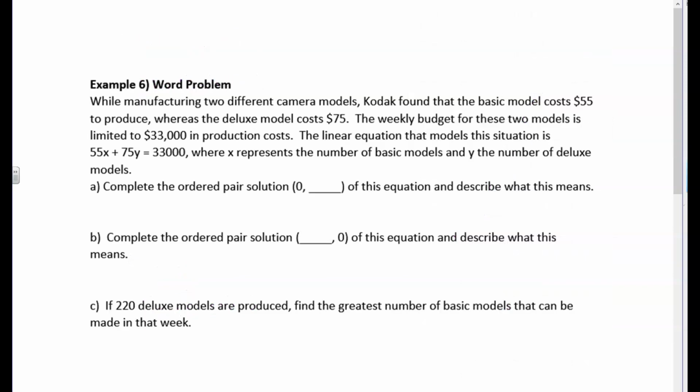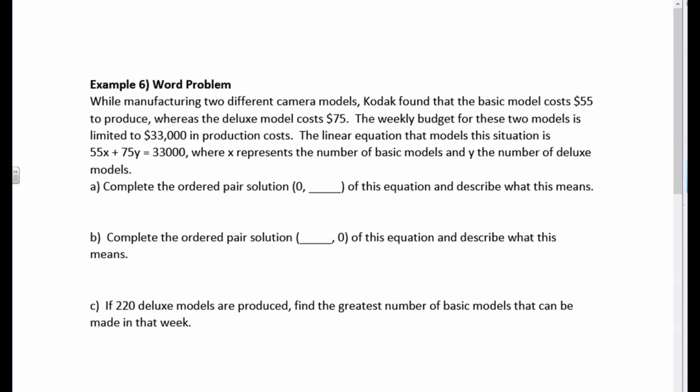Now, I want to take a look at an example of a linear equation word problem. While manufacturing 2 different camera models, Kodak found that their basic model cost $55 to produce, whereas the deluxe model cost $75. The weekly budget for these 2 models is limited to $33,000 in production costs. The linear equation that models the situation is 55x plus 75y equals $33,000, where x represents the number of basic models and y represents the number of deluxe models.